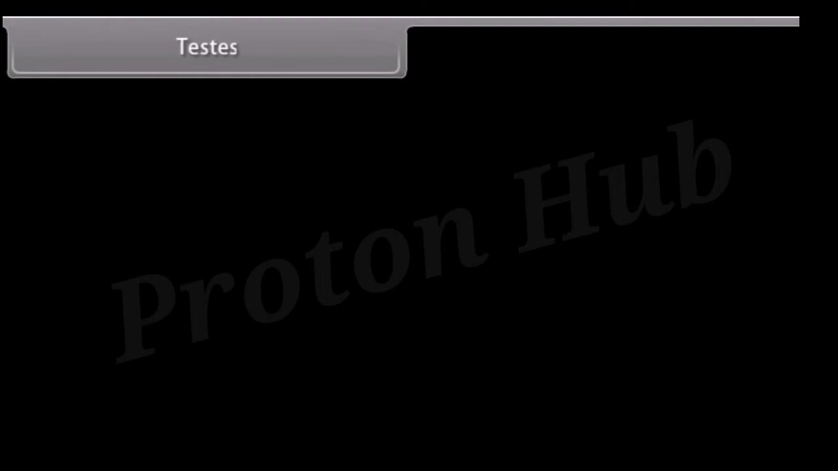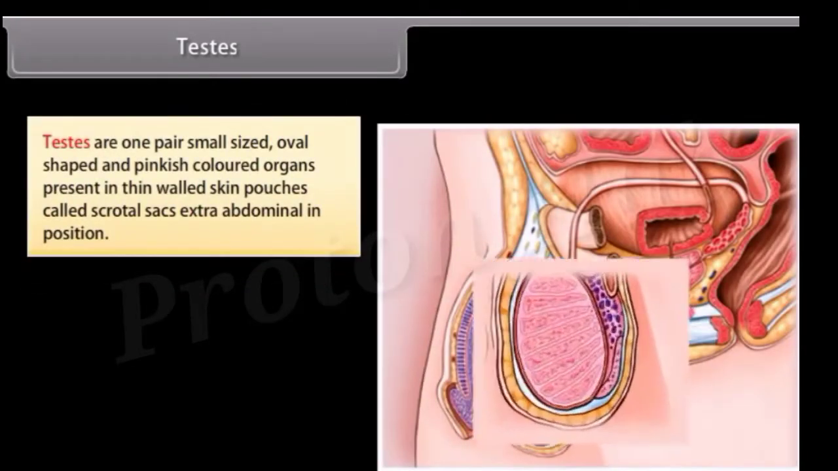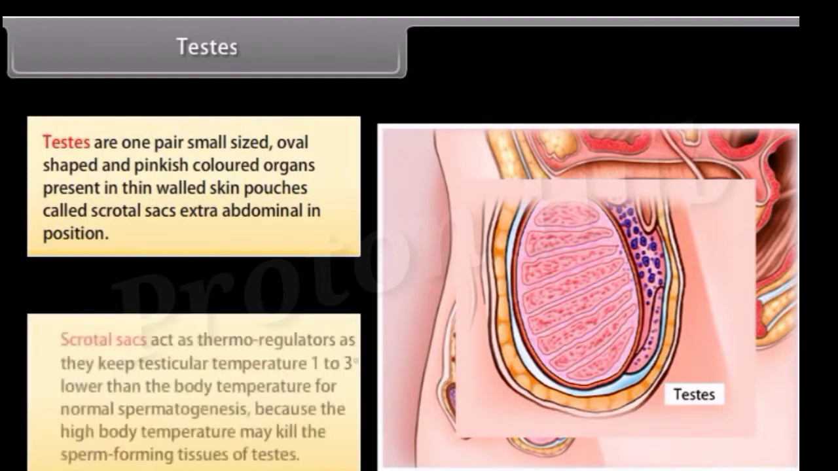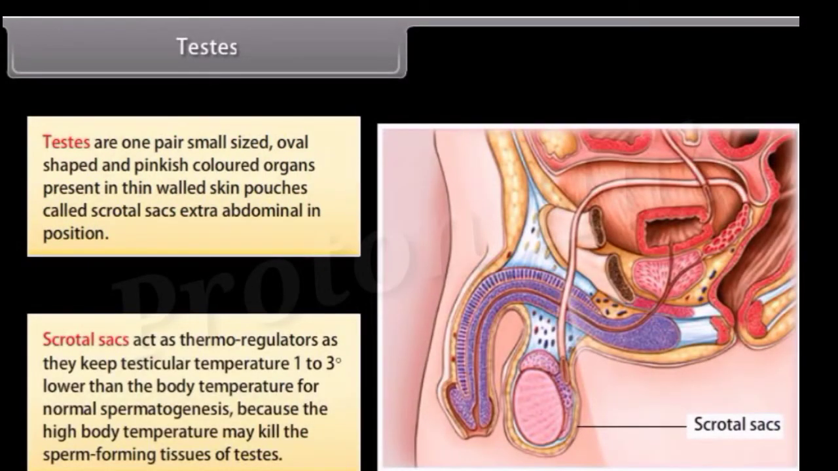Testes. Testes are one pair of small-sized, oval-shaped and pinkish-colored organs present in thin-walled skin pouches called scrotal sacs, extra-abdominal in position. Scrotal sacs act as thermoregulators as they keep testicular temperature 1 to 3 degrees Celsius lower than the body temperature for normal spermatogenesis, because the high body temperature may kill the sperm-forming tissues of testes.